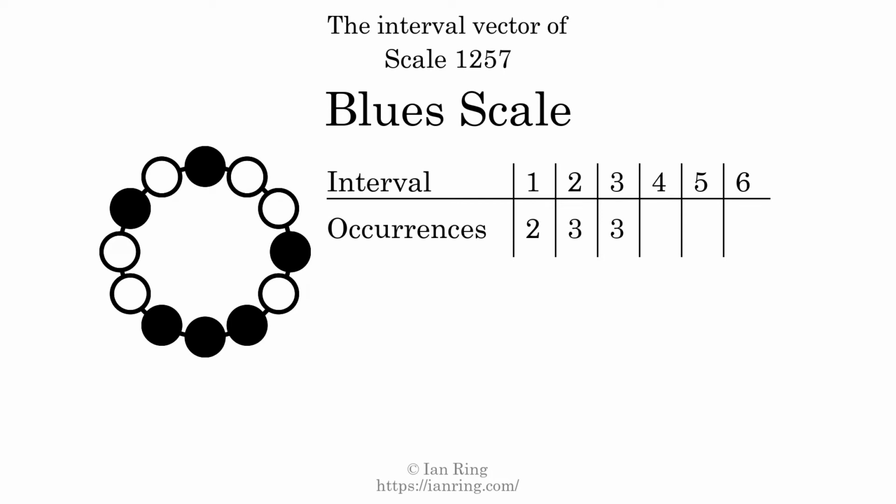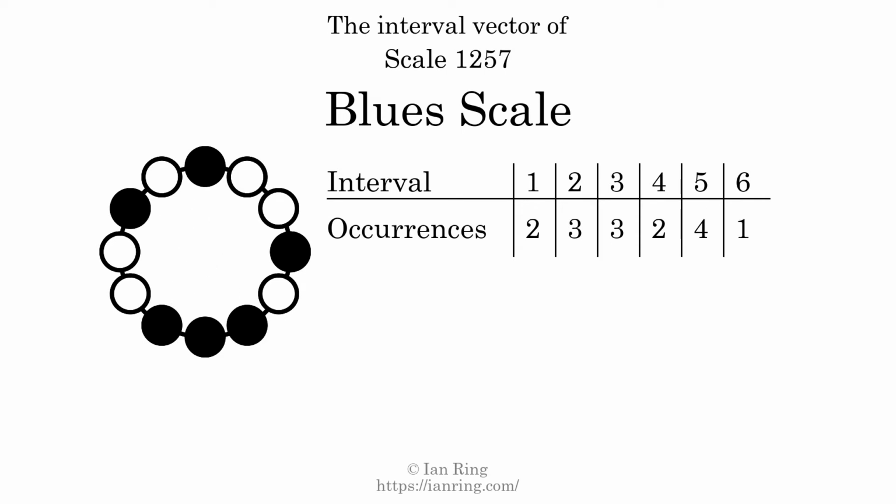There are 3 intervals with the size of 3 semitones. They are here, here, and here. There are 2 intervals with the size of 4 semitones. They are here and here. There are 4 intervals with the size of 5 semitones. They are here, here, here, and here.